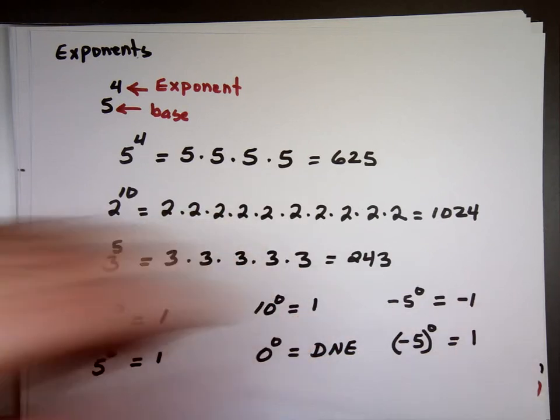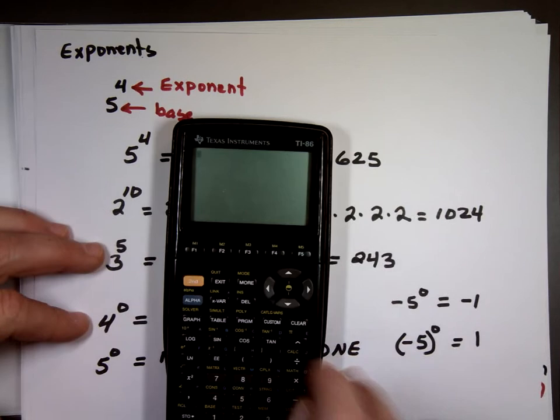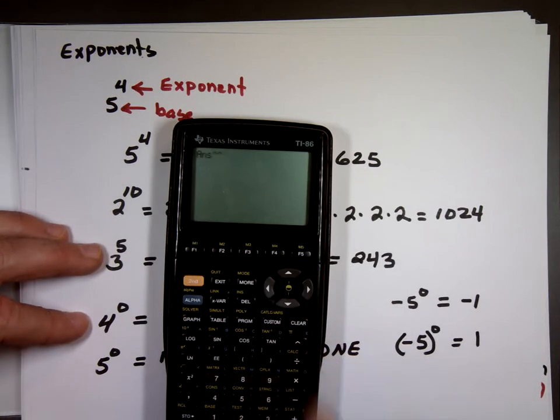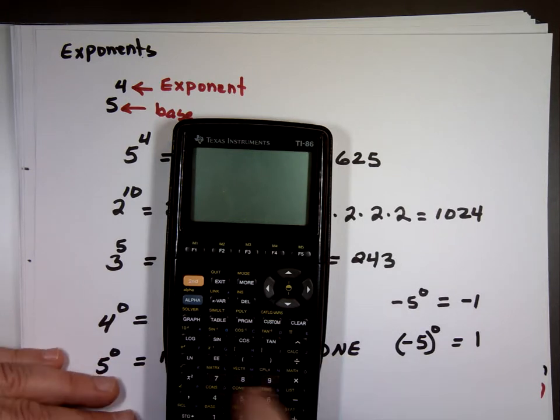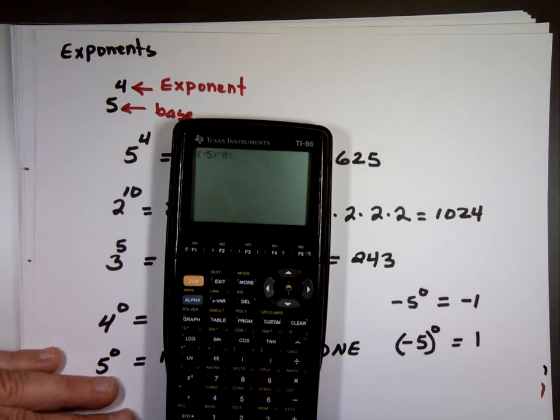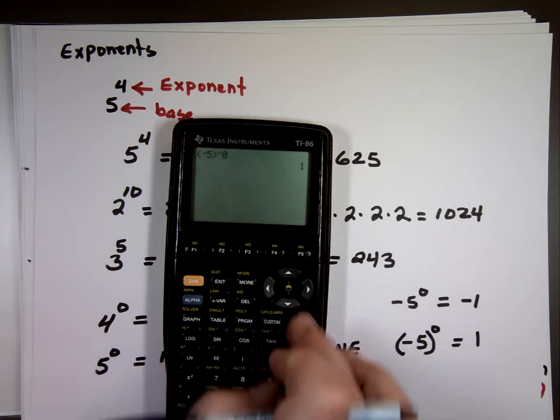Notice if I go to my calculator here, and this is a smart one, clear, negative 5, no parentheses, to the 0 power, it gives me a negative 1. It knows only the 5 is raised to the 0 power, not the minus sign. Now, if I want the minus sign, I better put them in parentheses. And that's a 1. So there's a difference between them.